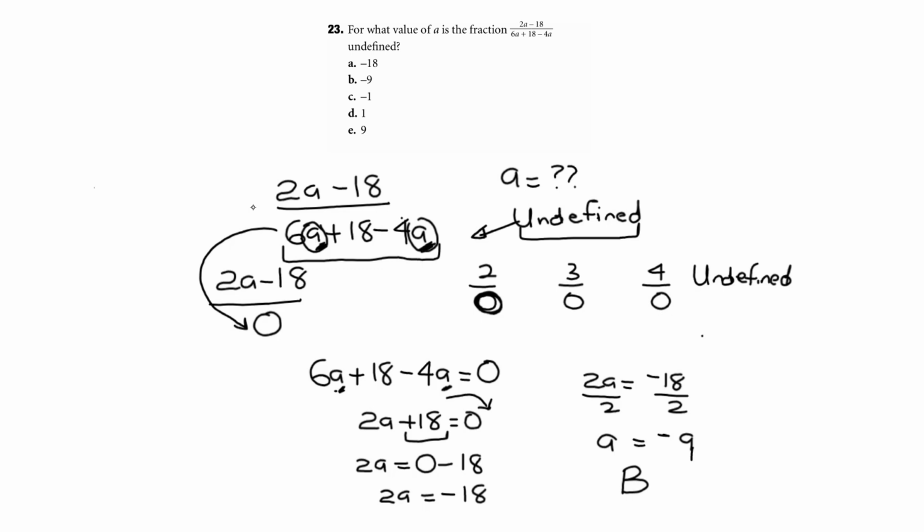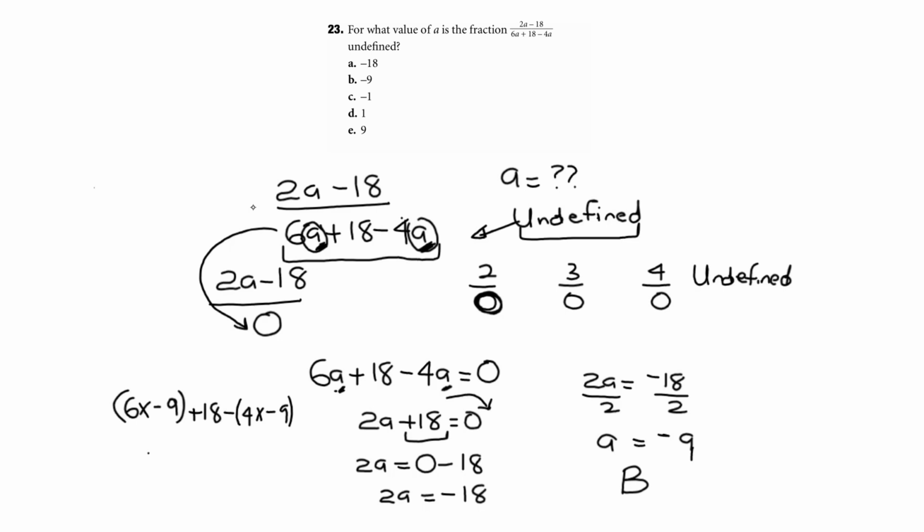Let's try and find out. I'm lacking space. I don't know what to do. Let me try and do it from here. Let me try and punch in negative 9 in here and we see if it gives us that. So it's going to be 6 times negative 9 plus 18 minus 4 times negative 9.